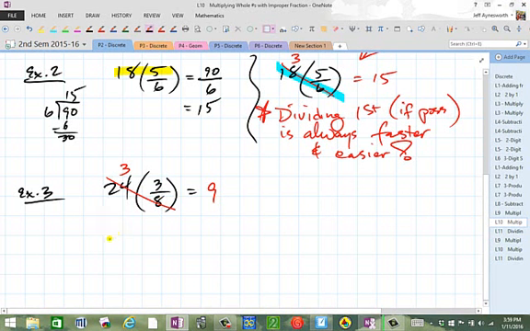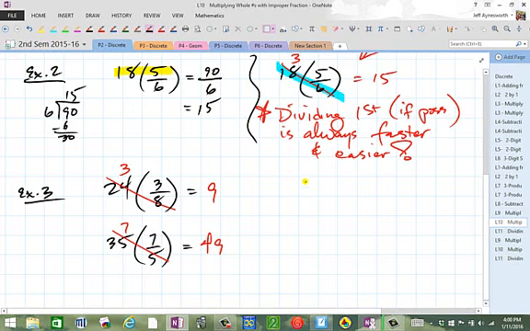Let's try it again. Let's take 35 times 7/5. All right, take 35 times 7, then divide by 5, or 35 divided by 5, then multiply that result by 7. I don't know about you, but this is easier. 35 divided by 5 is 7. 7 times 7, 49.